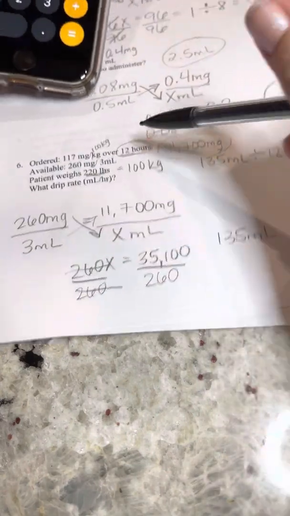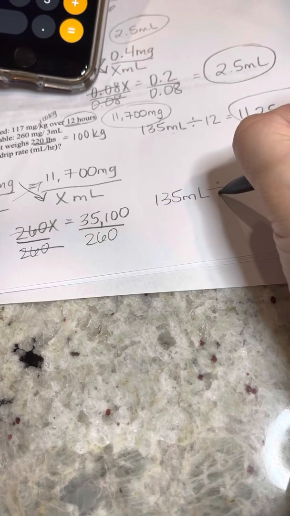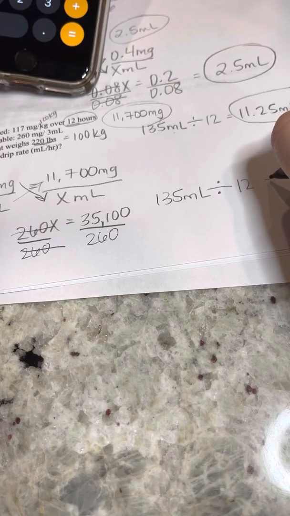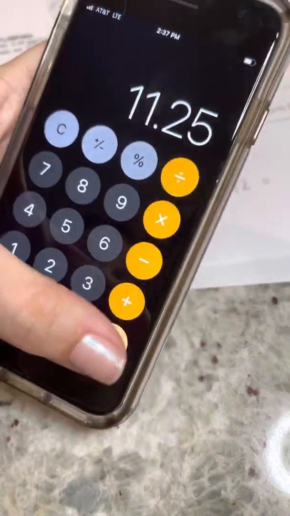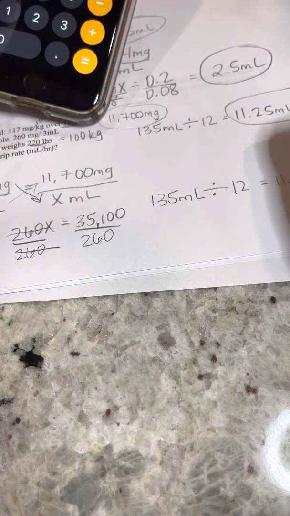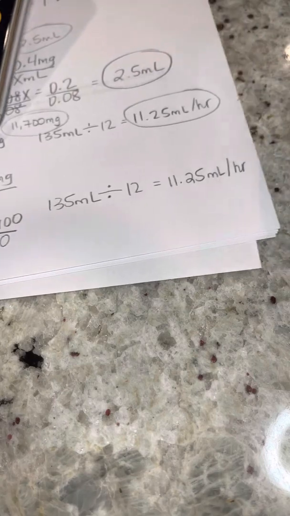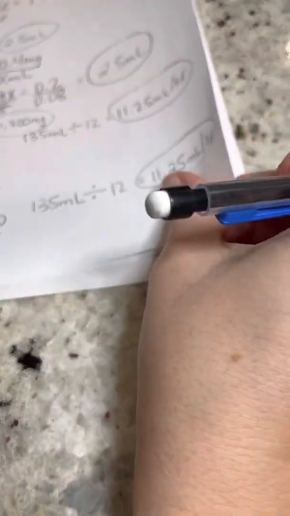And remember, it's over 12 hours. And we need to know how many mLs per 1 hour. So we're going to divide by 12 equals 11.25 mLs per hour. Oops, sorry. Okay, that's number 6.